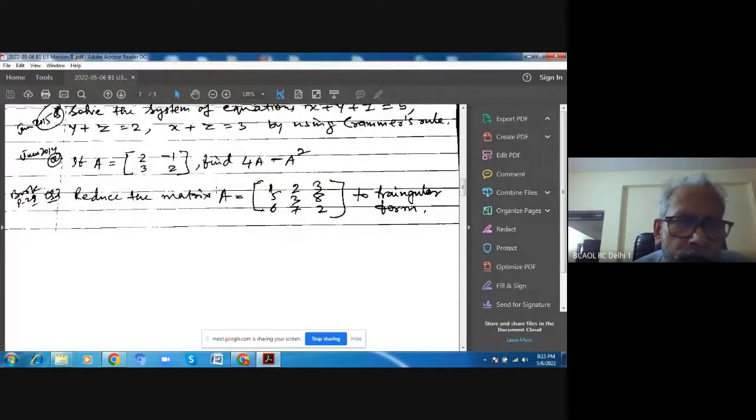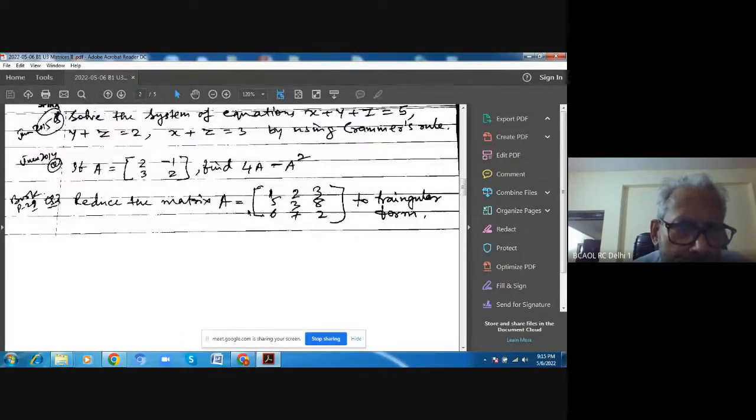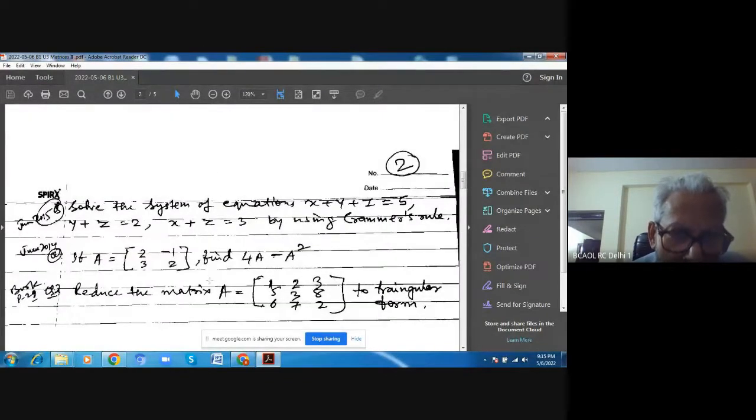And a reduce matrix is given, reduce it to triangular form. So make the entries 5, 6, and 7 into 0 by reducing. So you can do it. All 3 types of solutions, whatever I am giving you as homework, I have shown you several times, and I hope you can do it.